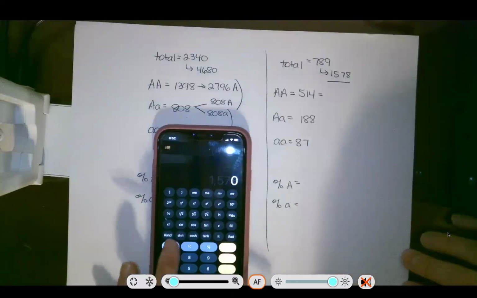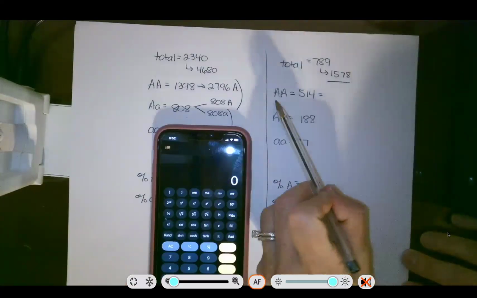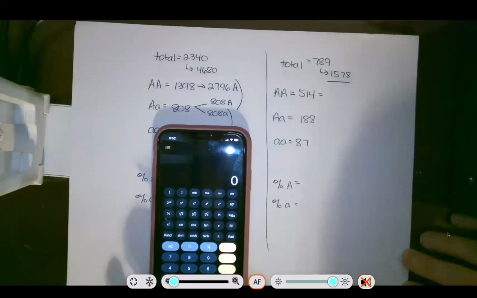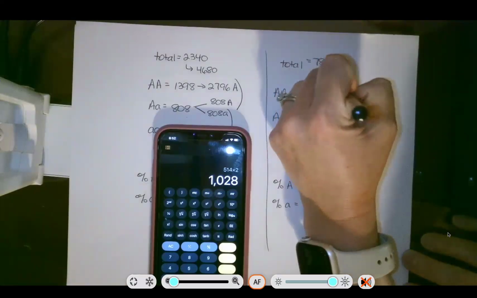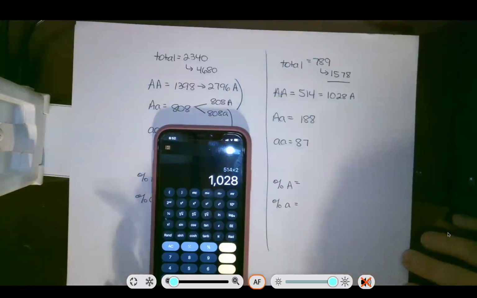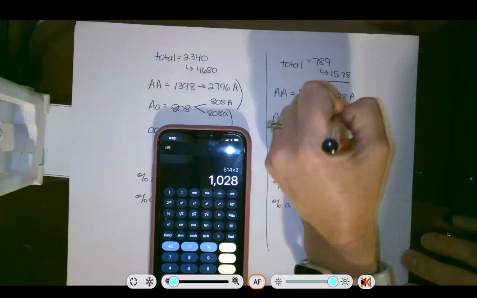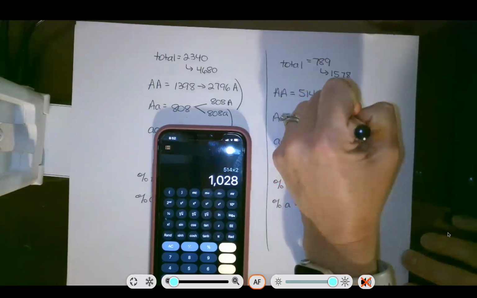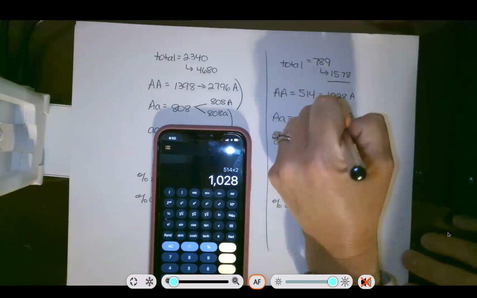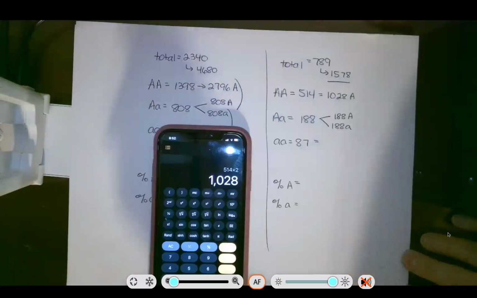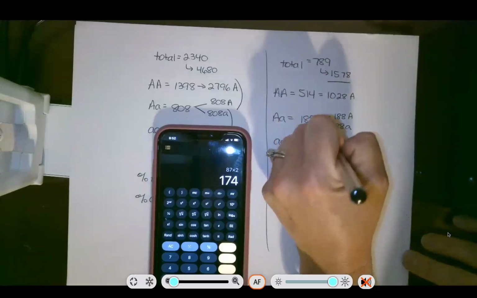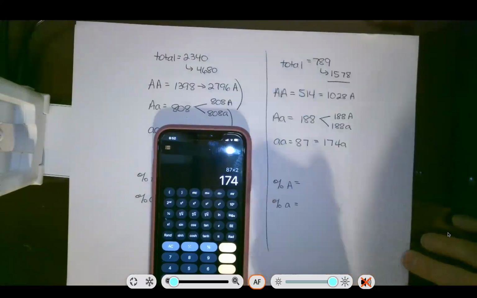Then we start looking at each genotype. So this genotype, 514 times 2, that's going to be 1,028 big A's. These in the middle are going to have 188 big A's and 188 little a's because they have one of each. And then these 87 have two little a's, and so that is 174 little a's.